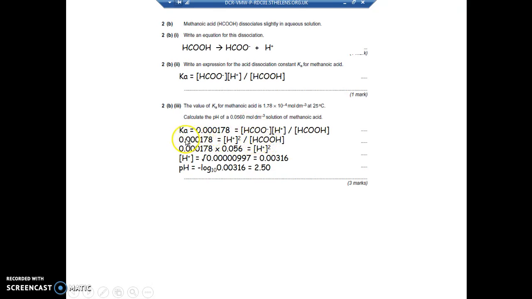So 0.00178 equals H plus squared divided by 0.056, rather, sorry. So if I multiply 0.00178 by 0.056, I get H plus squared. Square root it, and it equals 0.00316. pH is the minus log to the base 10 of the H plus concentration, and it equals 2.5.